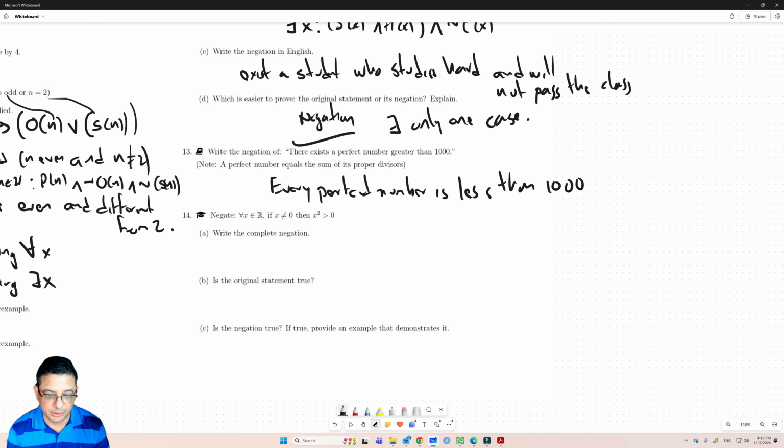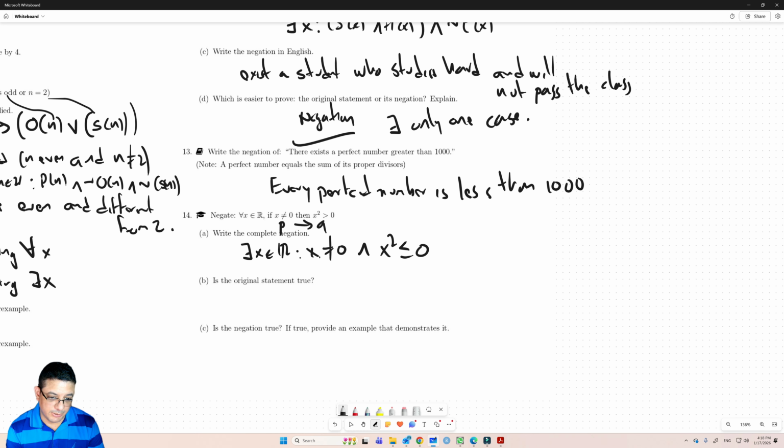Okay. Now, question 14. For all x that belongs to R, if x is different from 0, then x squared is bigger than 0. And we want to negate this. Notice this is a P implies Q situation. So simple enough, we do there exists x that belongs to R so that x is different from 0 and x squared is less than or equal to 0. That will be the negation.